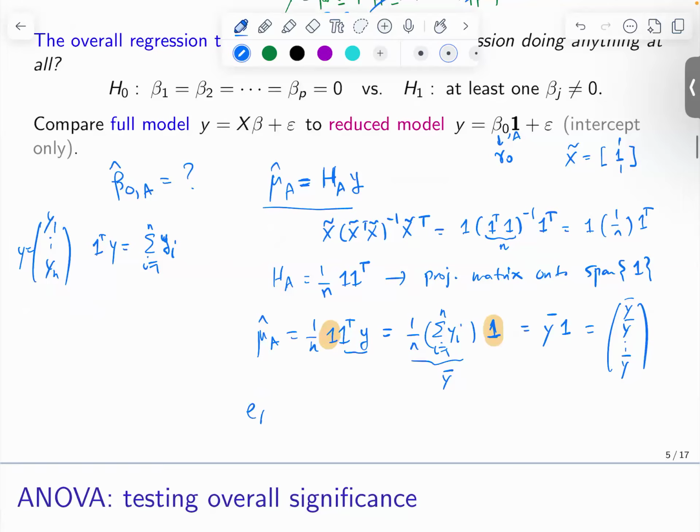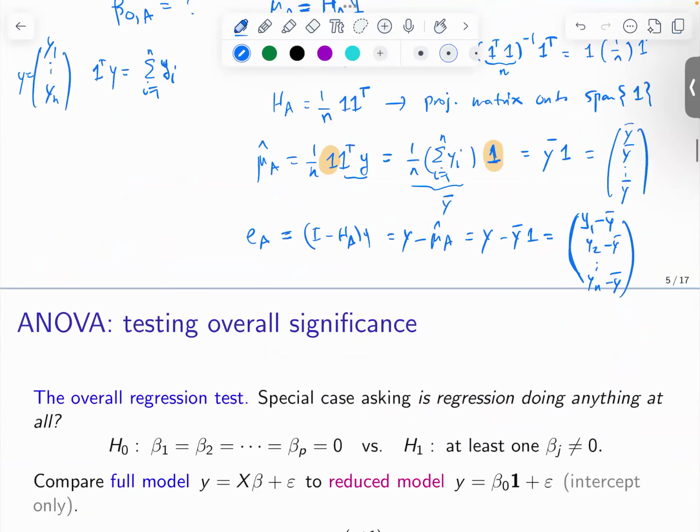And then the EA is really I minus HA times y, or really just y minus mu hat A, which is just y minus y bar 1, which is again really y1 minus y bar, y2 minus y bar, yn minus y bar. So this norm of EA squared is really the sum, i from 1 to n, of yi minus y bar squared. It's the total kind of variation. So it's the quantity that you compute when you want to compute the sample variance.